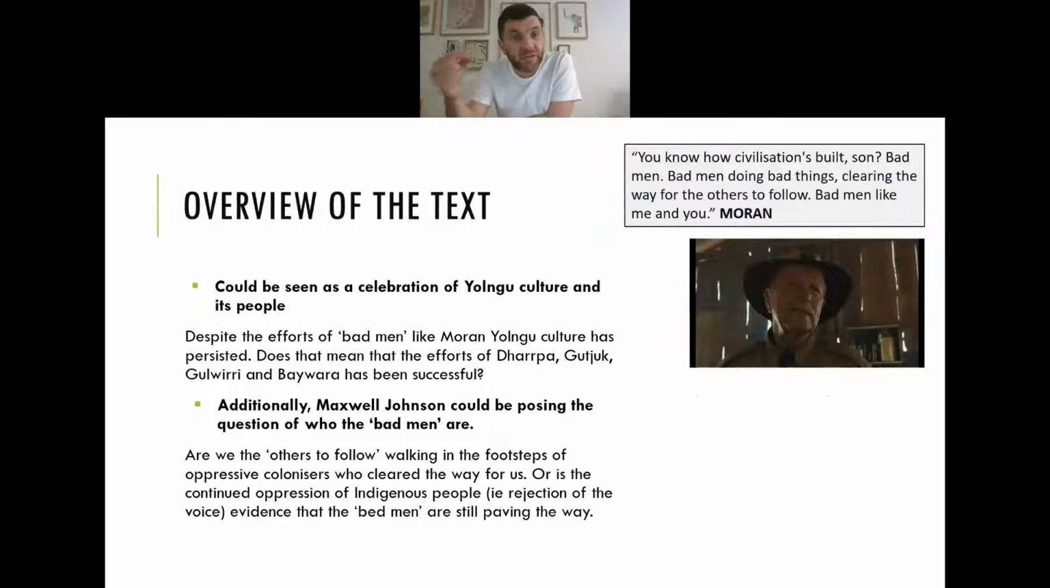Or is the continued oppression of Indigenous people, i.e., the rejection of the voice and the other ways that Indigenous people are oppressed today, evidence that the bad men are still paving the way, and it's up to the viewers to actually stand up to those bad men, like Gutjuk, like Dapa, like Gilwiri and Bewara, to stand up and actually say, no, we're not going to stand for this? So I guess that's two ways that we can look at what the text serves to do and its essential purpose.